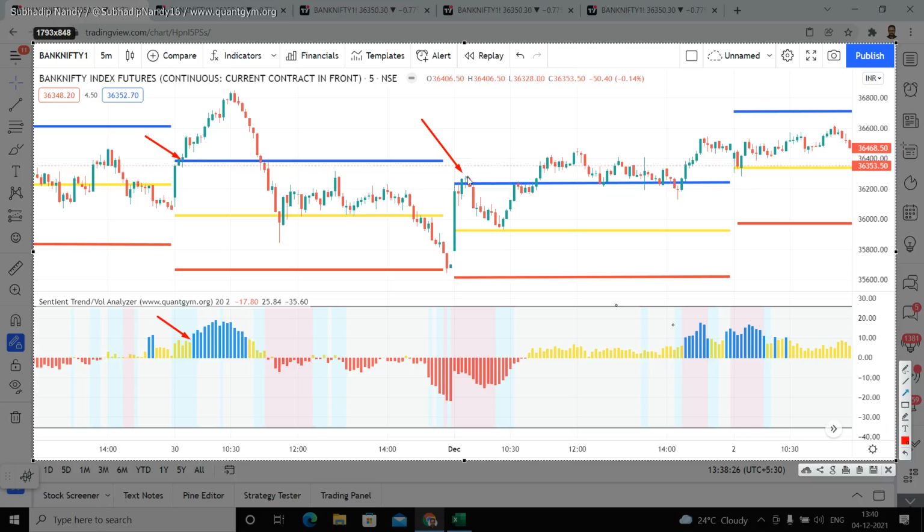Now come to the second position, this one. This is also where the upside is hit, right? The market, if you see out here, is strongly bearish. From the morning, the volatility is picking up.